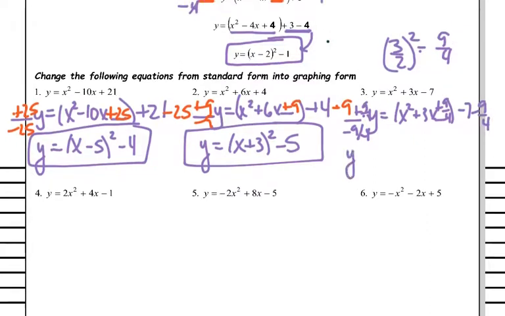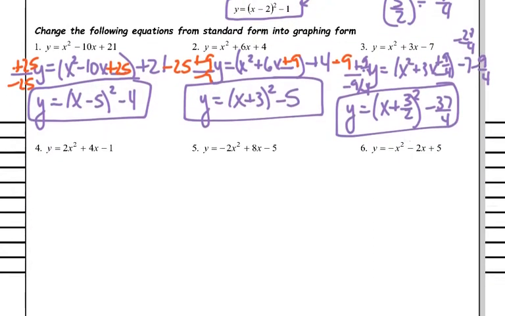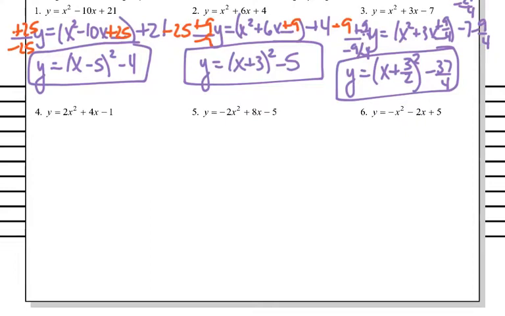So I have y equals x plus 3 halves squared. And then here, negative 7 is not the same thing as negative 28/4. Minus 9/4 is negative 37/4. And you can do that on a calculator if needed. So those first ones don't have a leading coefficient, right? The hardest one was the odd one.